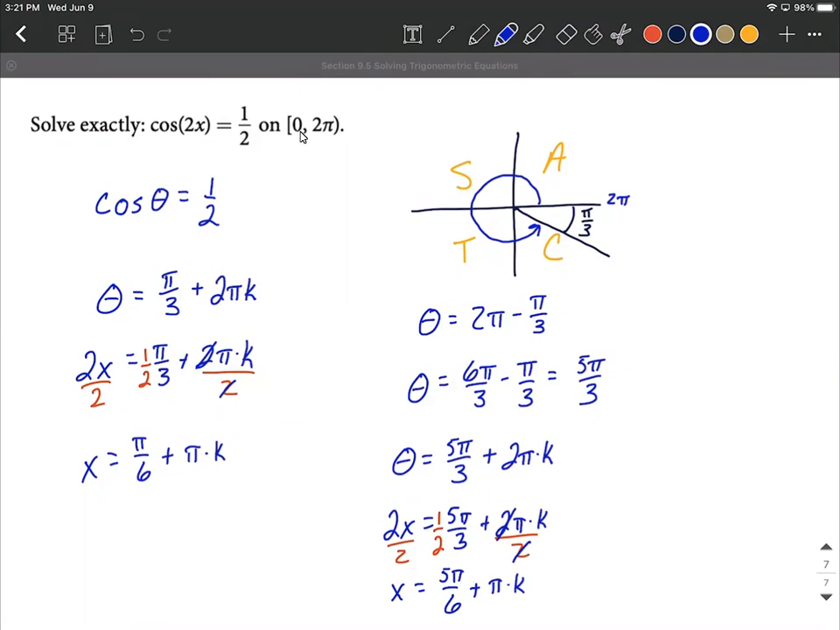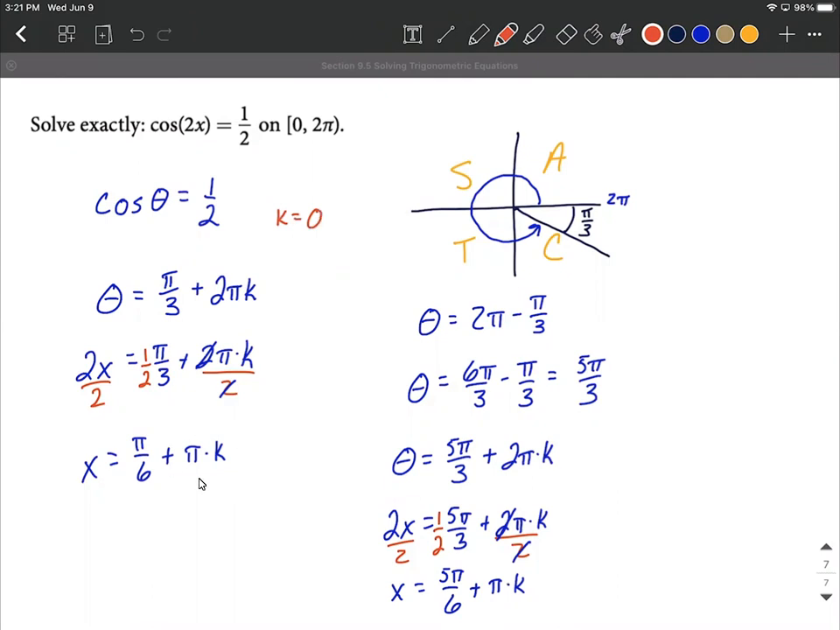However, in ours, we're isolated between 0 and 2 pi. We want all the solutions between 0 and 2 pi. So how we get those is we're going to go ahead and fill in a couple integers for k. All right, the first integer I'm going to fill in is going to be k equals 0.